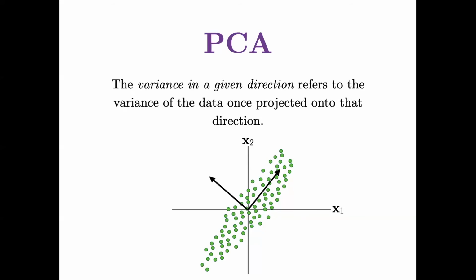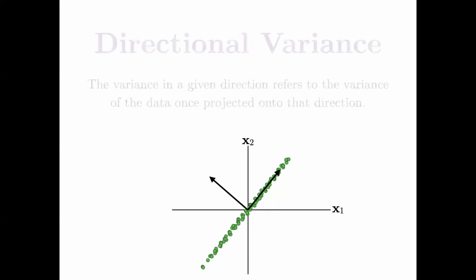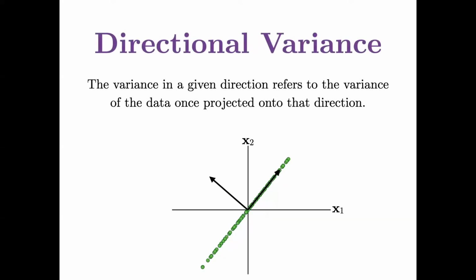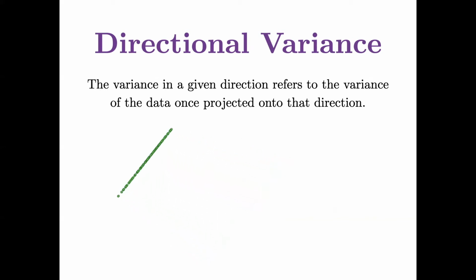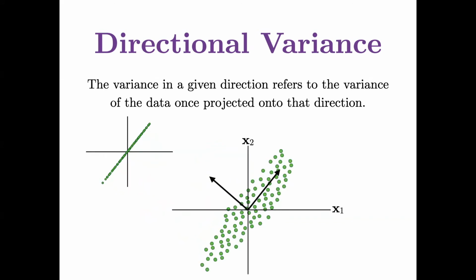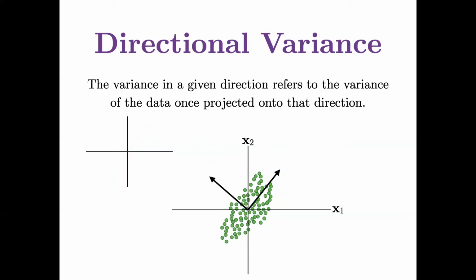Now, when we talk about directional variance, we're talking about the variance of the data once projected onto that direction. So if I take these green points and project them onto the first vector that we chose, that's what I mean by directional variance. It's the variance of the data in that direction. So that's one example of directional variance. We could also project this data orthogonally onto our secondary direction, and we would see that the spread of the data along that line is much more minimal.